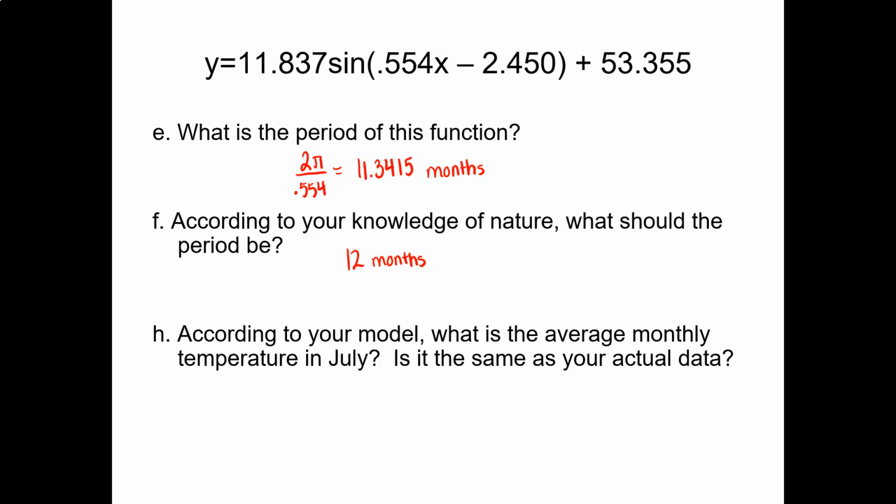So according to your model, what is the average monthly temperature in July? Is it the same as your actual data? So when this says according to your model, what's the average monthly temperature in July? It's not asking us to look at the table, right? It's asking us to compare it to the actual data from the table. What do we do with this model to make a prediction for July?